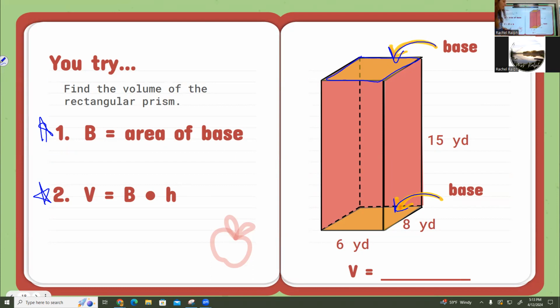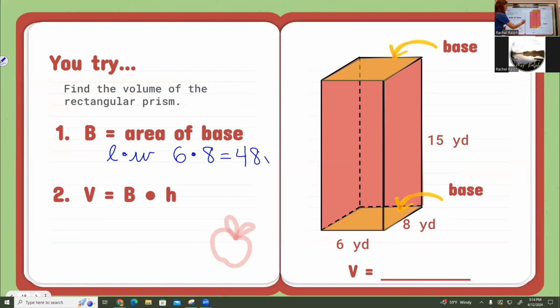And now hopefully your try went all right. So here we go. First off, B is the area of the base. How do we find the area of a rectangle? That is our length times width. So we have 6 yards times 8 yards. 6 times 8 is 48. So 48 square yards is the area of the base. We will take our area of the base, multiply it by the height, 15 yards, and we will get our volume.